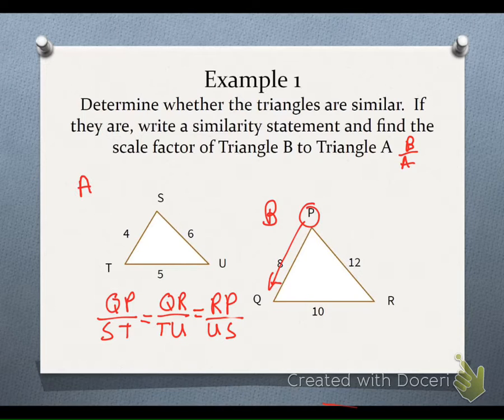Okay, so from there, we now get to substitute in what we have. QP is how much? And ST is 4. After that, we have QR, and then we have TU, and then we have PR, and then we have US, which is 6. So our next part of this is now going to reduce these to see if we have the same ratio. So what goes into 8 and 4? 4 goes into 8 how many times? 2. Goes into 4 how many times?